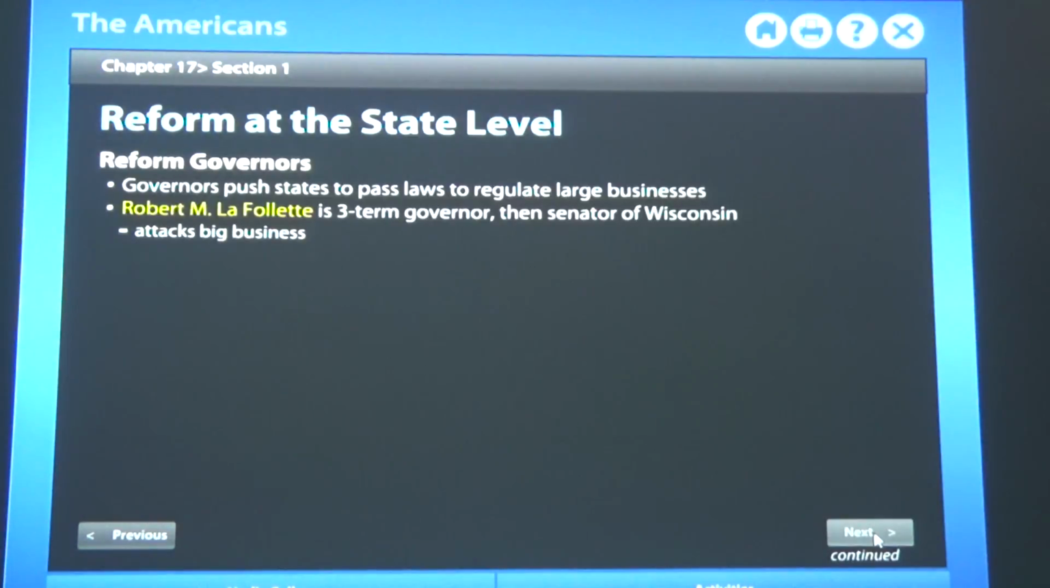A famous governor at the time, Robert La Follette, Fighting Bob as they called him, attacked big business. Not that he was anti-capitalist, he just thought that businesses left unchecked could do whatever they wanted, with too much power and too much money involved. So they wanted to regulate business. And regulation simply means government putting in rules to make sure that business does things on the up and up.